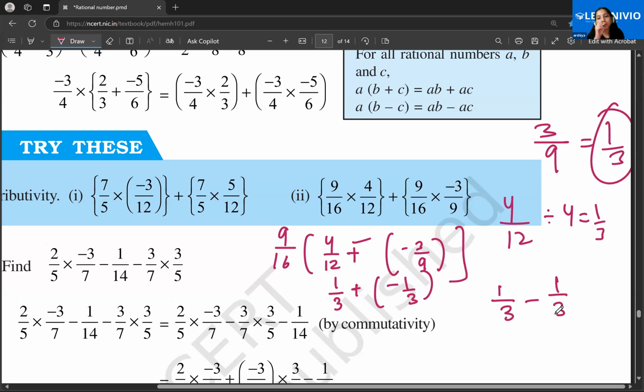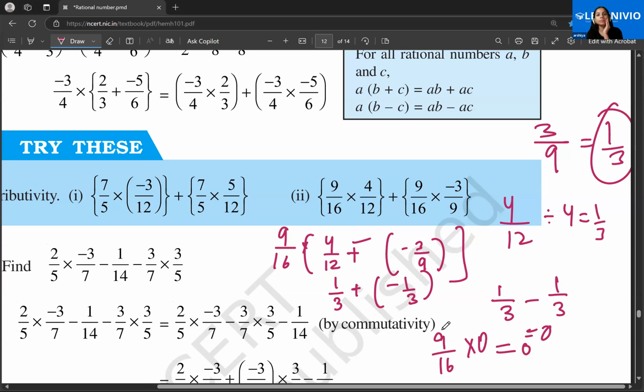Did I get stuck? Should I repeat? Yes, mom, I got it. Okay. Mom, positive 1 and negative 1 is equal to 0, right? Yes, because one is positive and one is negative, so we'll get 0. And what is happening here? Multiplication is happening here, right? So 9 by 16 times 0 will give you 0 only. Okay.